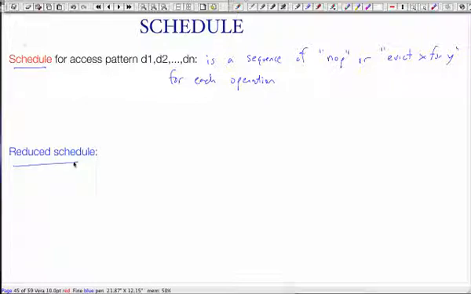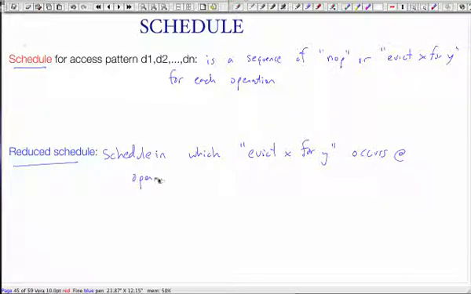And a reduced schedule is a schedule in which we only evict X for Y when at that operation we're reading Y. In other words, it's kind of like a lazy schedule.